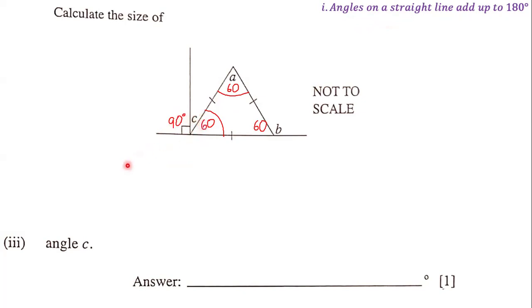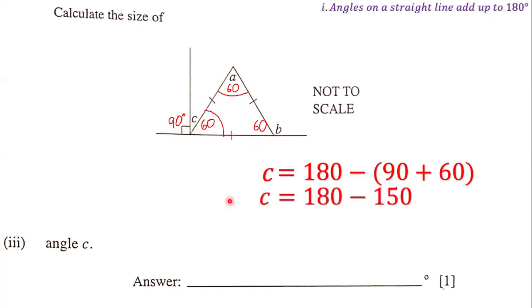And so in order to figure out the size of angle C, we have to add 90 and 60, and then we're going to subtract that sum from 180. So we have 180 minus 150, and 180 minus 150 is 30 degrees. And so that means that the size of angle C is 30 degrees.